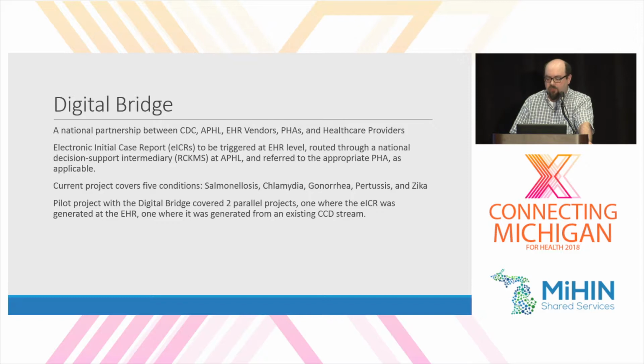I believe Cerner and Epic have really pushed into this. Public health administrations, which is the PHAs up there, and of course the healthcare providers, because you have to have some place for all this information to start. So the idea is that the initial electronic case reporter, or EICR, would be triggered at the EHR level, then routed through a national kind of decision-making intermediary that's hosted at APHL.